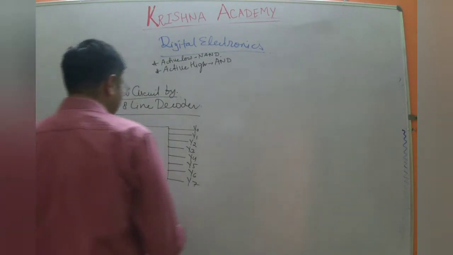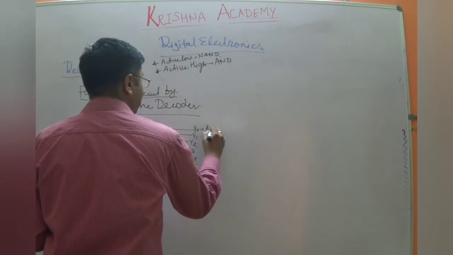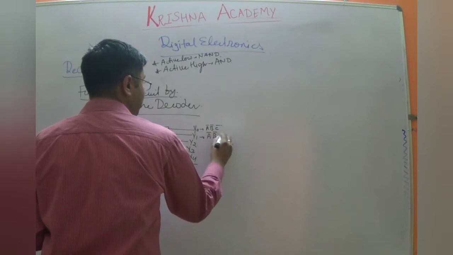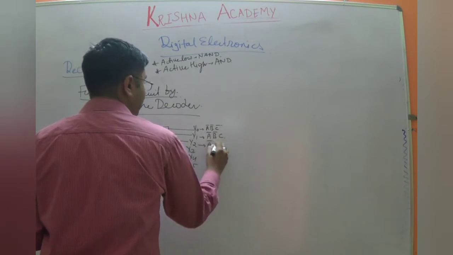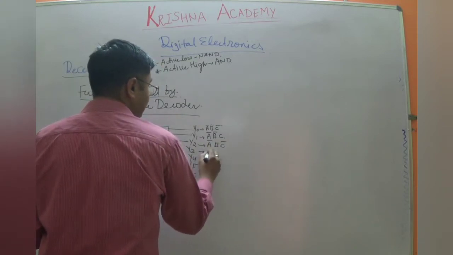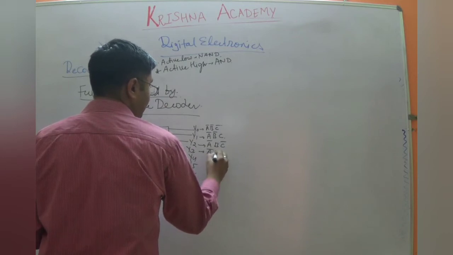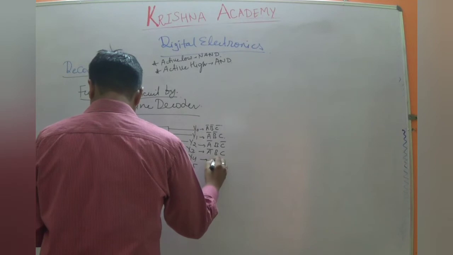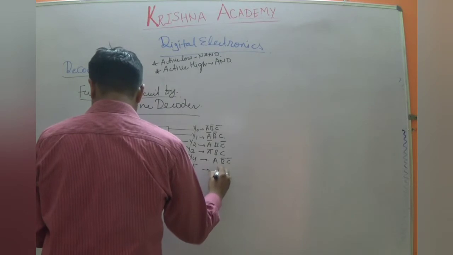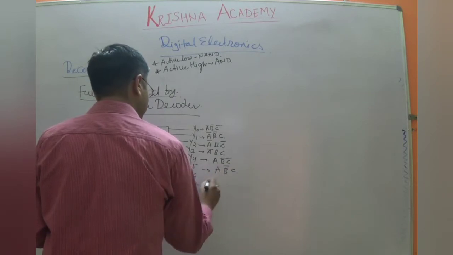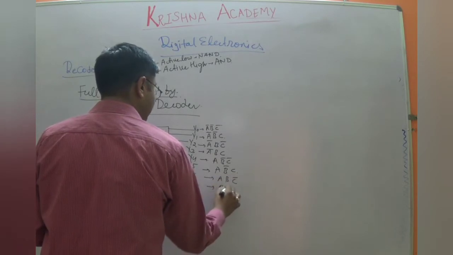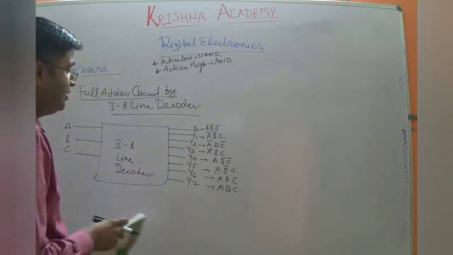Now Y0 is A bar, B bar, C bar. Y1 is A bar, B bar, C. Again A bar, B, C bar. A bar, B, C. A, B bar, C bar. A, B bar, C. And A, B, C bar, and the last one is ABC. This is the normal one.